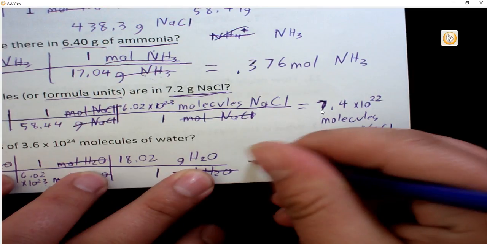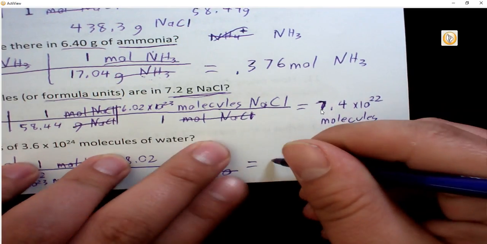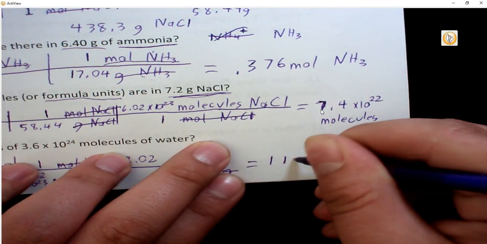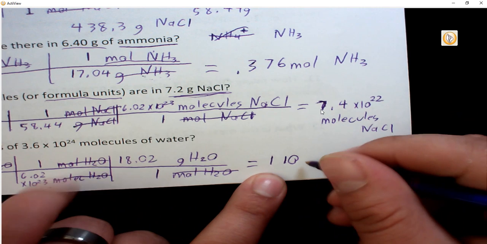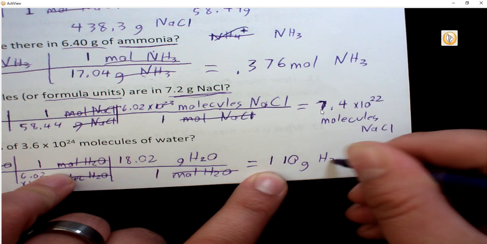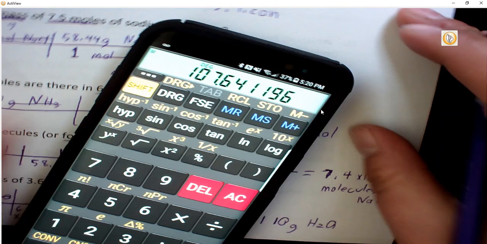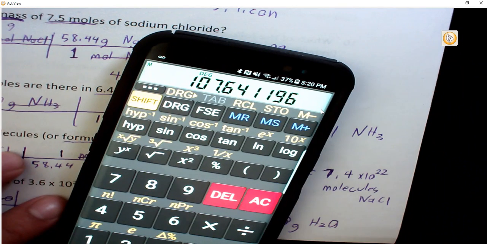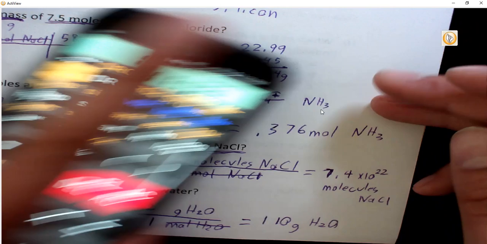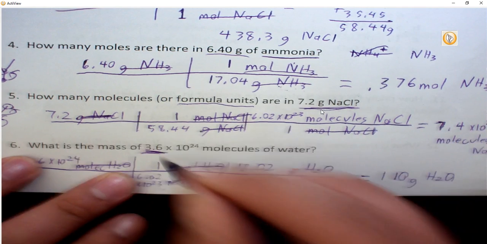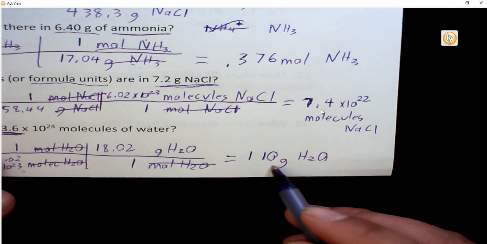Now, if you plug that in correctly, you should come out with about 110 grams of H2O. Now, my actual number that I got was 107.64, and that's fine, but if I'm using the proper number of significant digits, it would just be 2. So we have 110 grams of water.